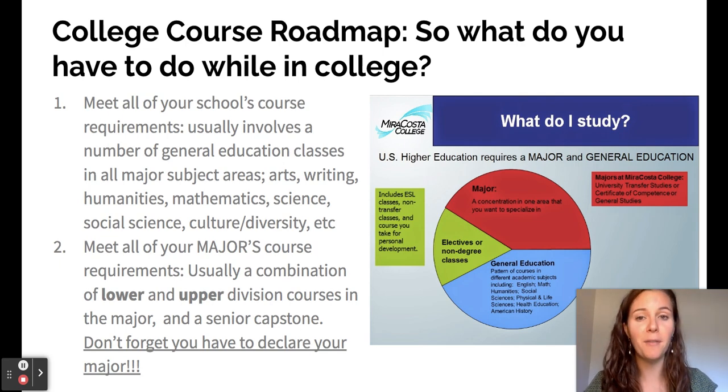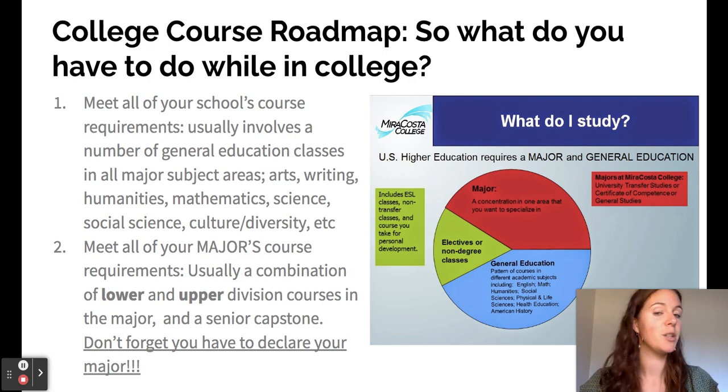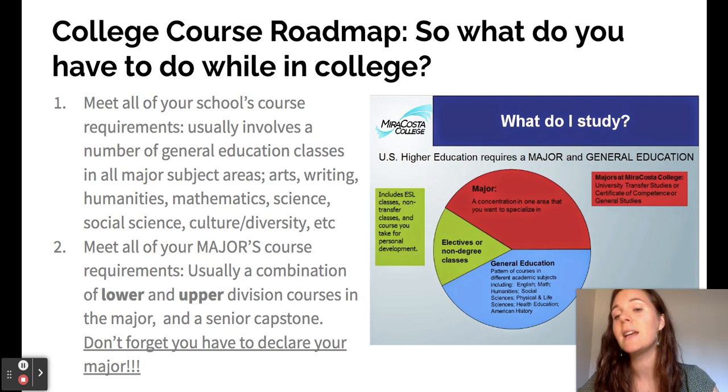So, what do you have to do while you're in college? In its basic sense, you need to meet all of your school's course requirements. That's usually going to involve a number of general education classes in all of your major subject areas. Similar to high school, you're going to have to take some type of arts class, some type of writing classes, humanities, math, science, social science, now typically culture and diversity, and potentially other subjects as well.